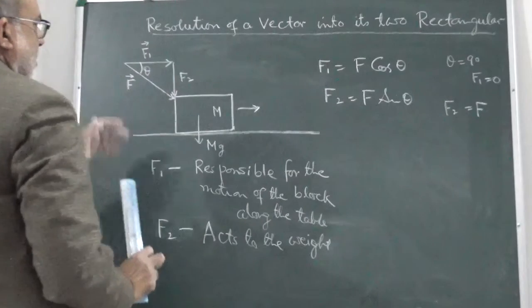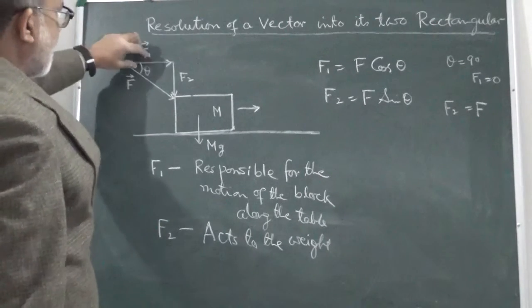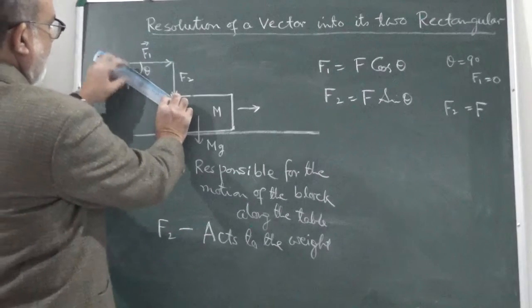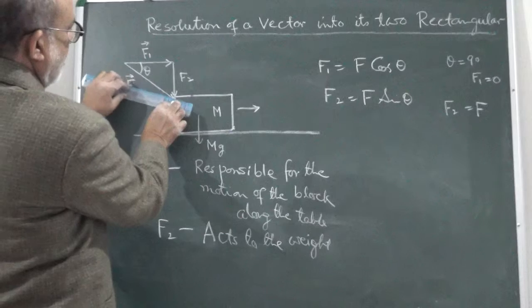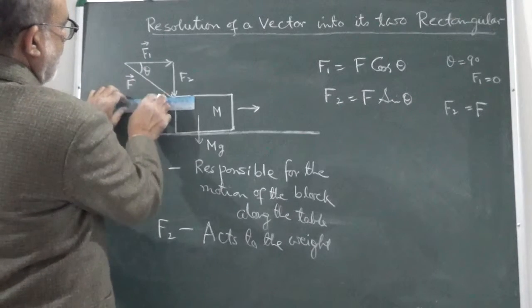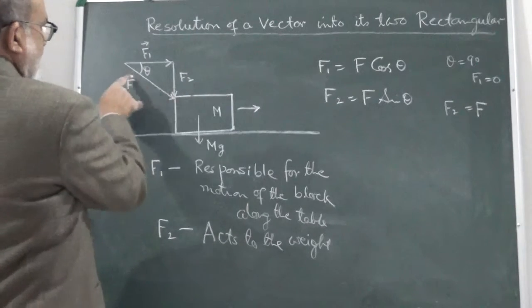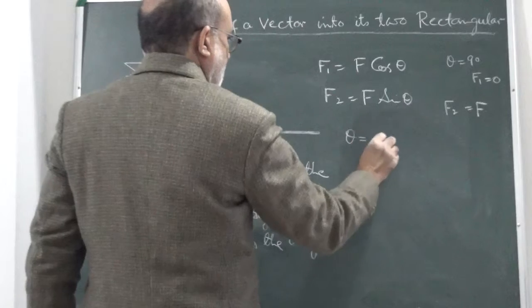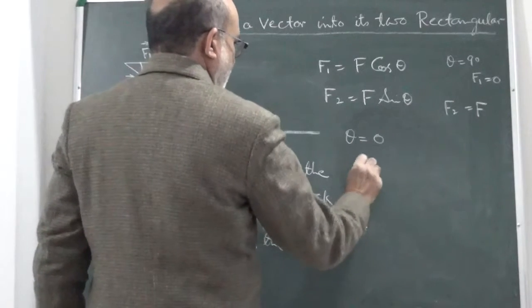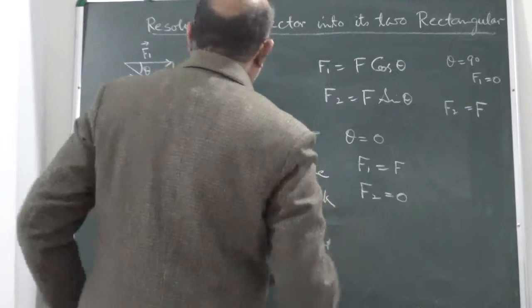So in order to move the block, we will decrease the angle. Instead of applying force along this direction, you apply it like this or this. If you decrease the angle, then F1 will approach F. Suppose theta is 0. Then F1 will be equal to F and F2 is equal to 0.